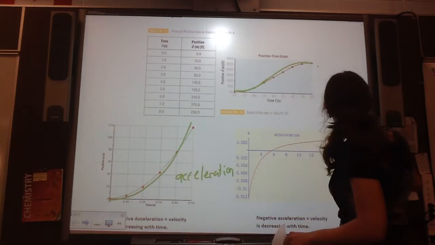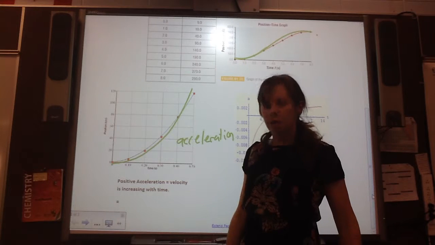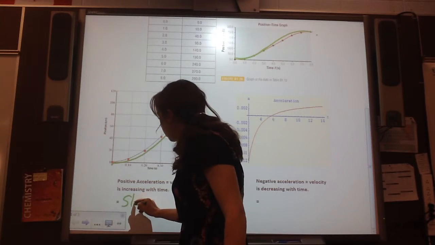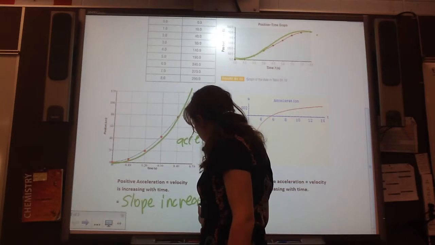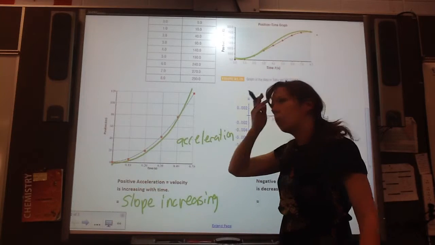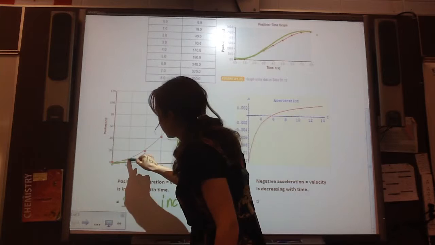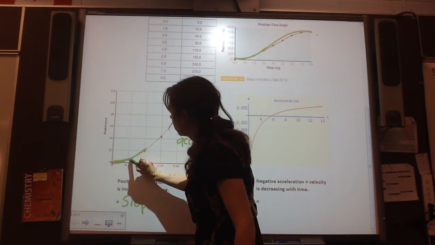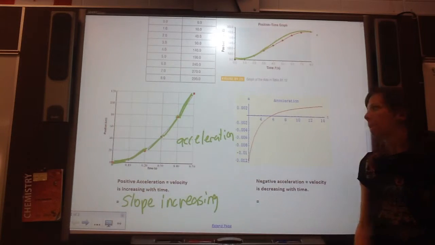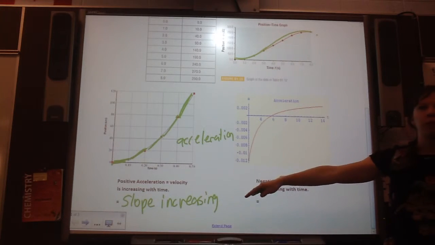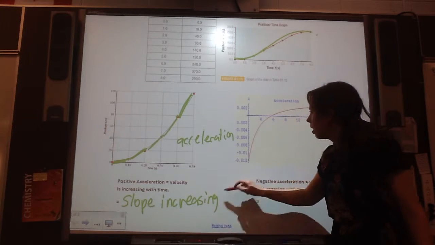Okay, so here, there's positive acceleration because velocity is increasing with time. So we would also note that the slope is increasing. So as we go up, our slope gets steeper, right? So at this point, our slope is not very steep. Here, slope gets steeper and steeper and steeper. Now we won't be doing really slope with this kind of graph because it's a bit more complex. But all right, what about this one?